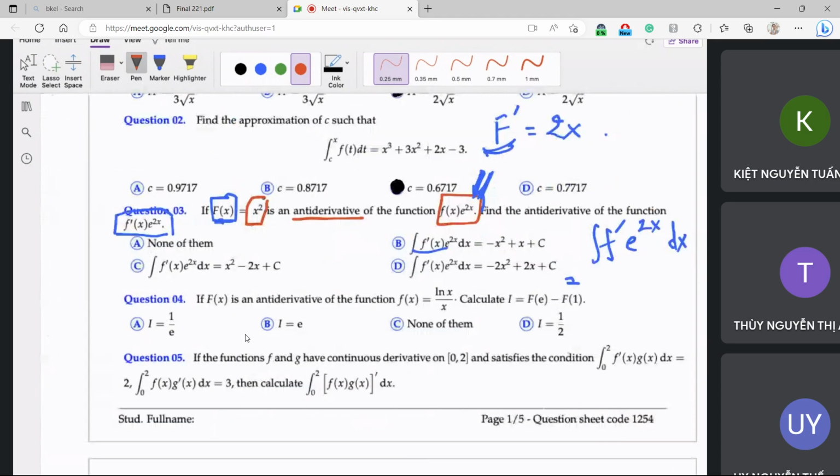So x squared is the antiderivative of my function. It means that my function is the derivative of x squared. So the derivative of x squared is 2x. You got it now?